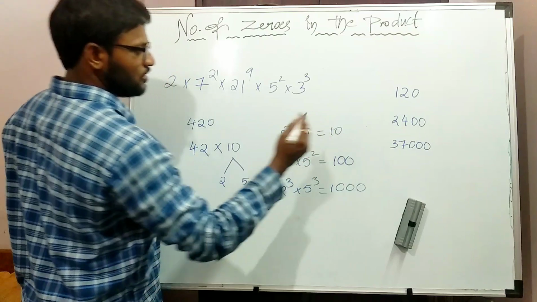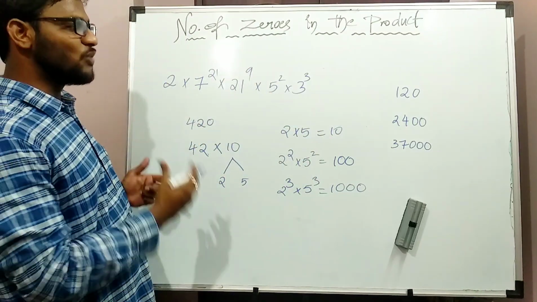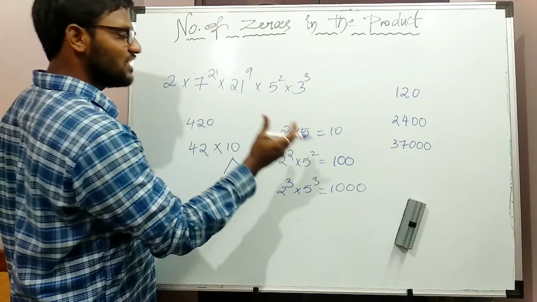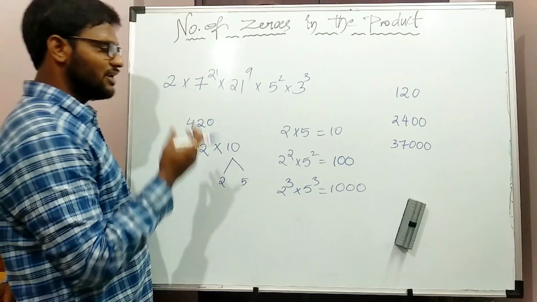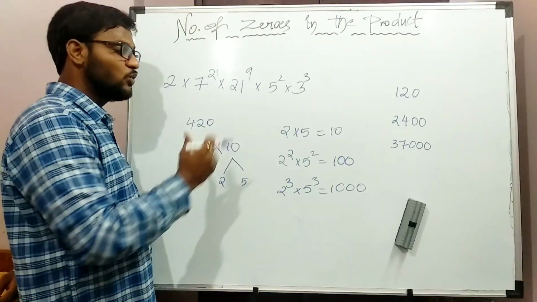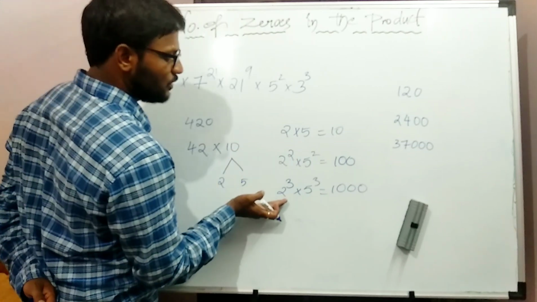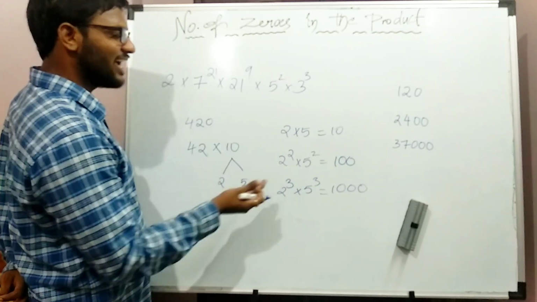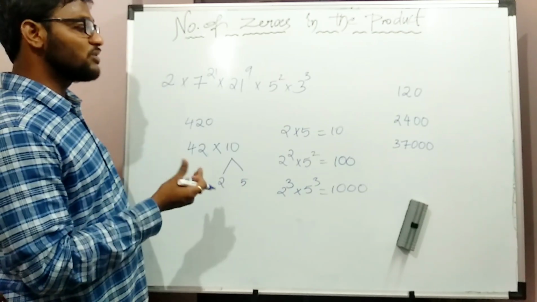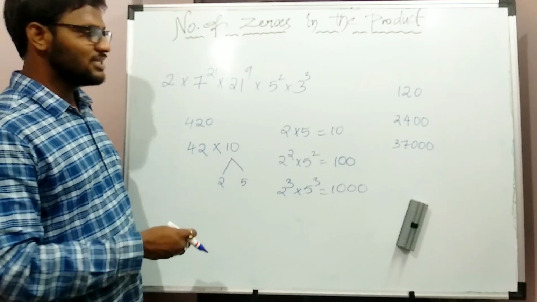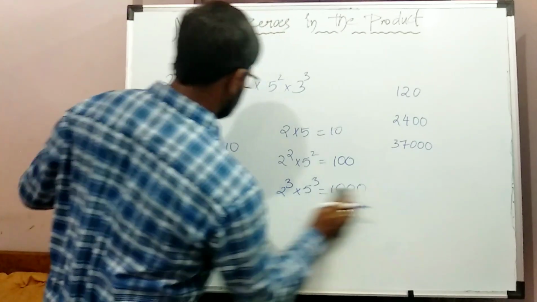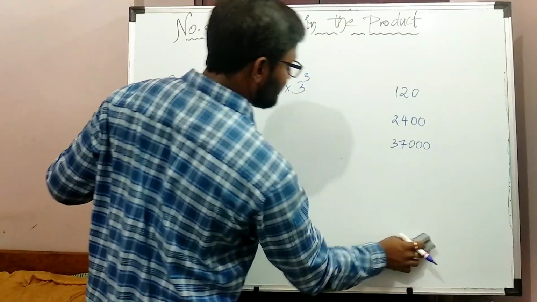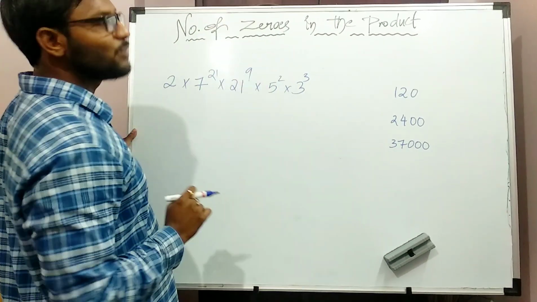1000. So to get 10, that means to end with 1 zero, we need one pair of 2 and 5. To end with 2 zeros, to get 100, we need two 2s and two 5s, 2 pairs of 2 and 5. And 2 cube into 5 cube gives 1000. So to know the number of zeros in the end, we have to count the number of 2s and the number of 5s in the product. Here, I'm not going to find that large number. I don't want that product. We have to find only the number of zeros in the product.